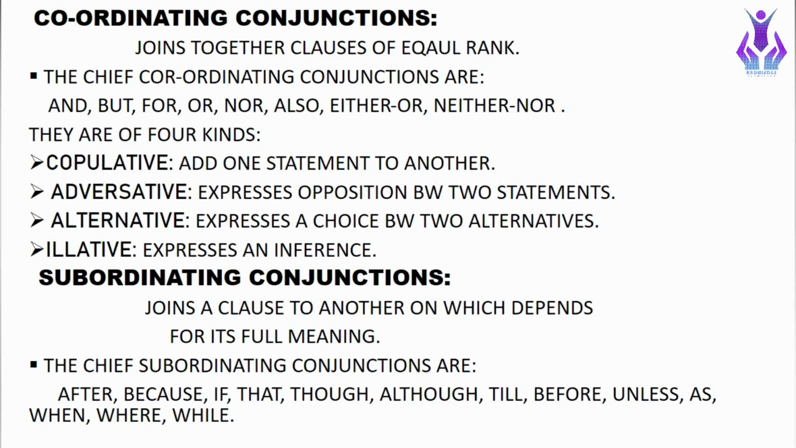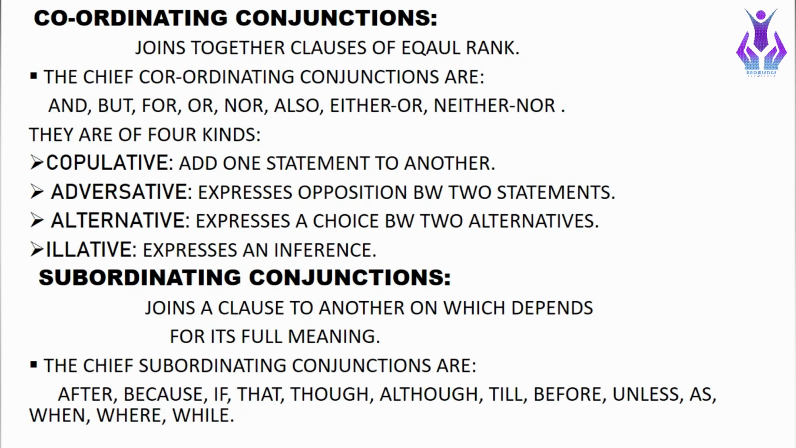Now moving towards subordinating conjunctions. When conjunctions are used to join a clause to another on which it depends for its full meaning, when one sentence depends on another to complete its meaning, to complete its sense, those conjunctions which join those types of sentences are called subordinating conjunctions. Our chief subordinating conjunctions are after, because, if, that, though, although, till, before, unless, as, when, where, and why.